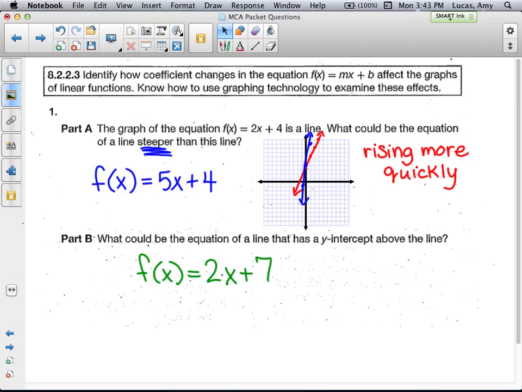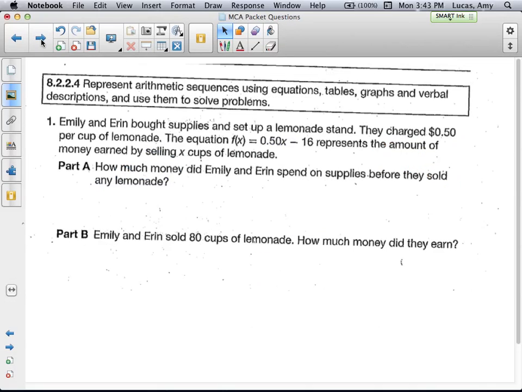And then changing the y-intercept is going to change where it goes through the y-axis. That's different than changing the slope or the steepness of your line. Remember, you can always draw graphs to help you answer these questions and check whether you've got the correct answer. Graphing is always good. Okay, our next benchmark, 8224.